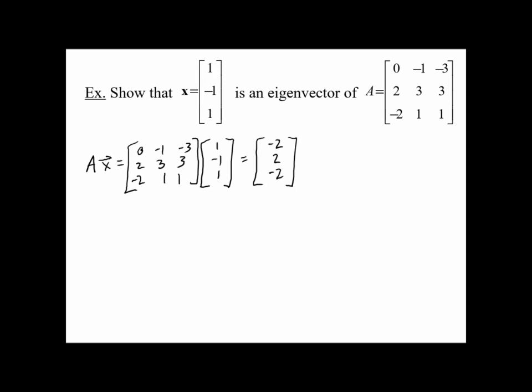Now, the thing that I want to notice is that this is the same as negative 2 times the vector 1, negative 1, 1. In other words, this is the same as negative 2 times the vector x. So multiplying A times x was the same as negative 2 times x. That tells me two things. First of all, it's an eigenvector. And second of all, the eigenvalue that corresponds to it is negative 2.